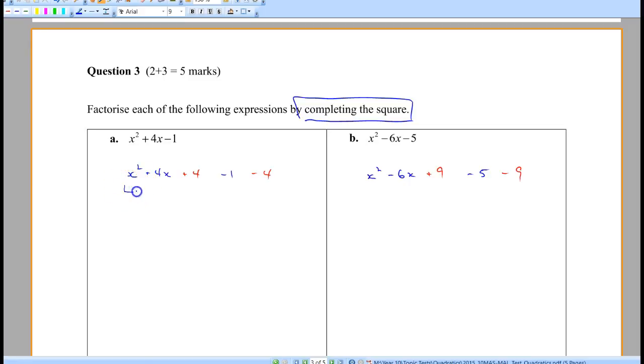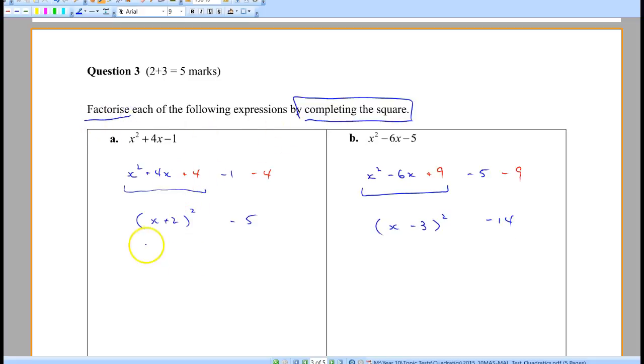The first three terms is a perfect square. I made it so. And it's x plus 2. The first three terms over here is a perfect square, and it's x minus 3. This number here being half that one. Righto, minus 1 minus 4 is minus 5. Minus 5 minus 9 is minus 14. So I'm doing both at the same time. Now, I've got a difference.